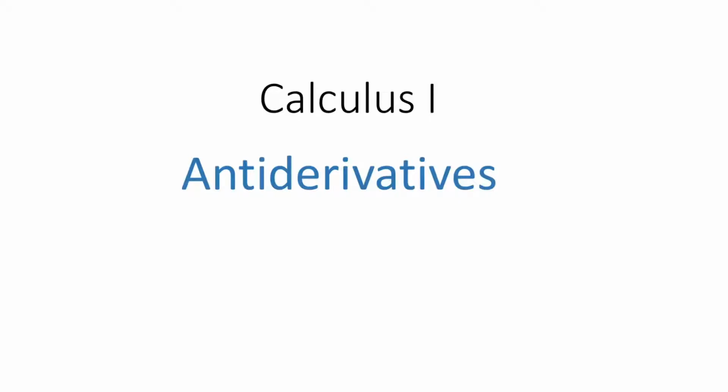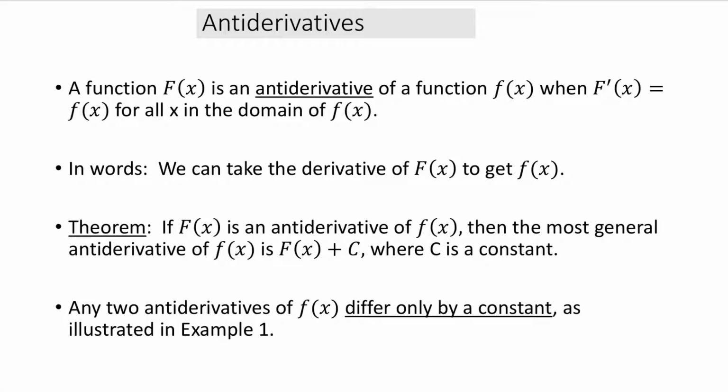Welcome to our lecture on antiderivatives. A function, capital F of x, is an antiderivative of a function, lowercase f of x, when F prime of x equals f of x for all x in the domain of f of x. We can say this in words: if we take the derivative of F of x, we should get f of x. This is one way to check our work.